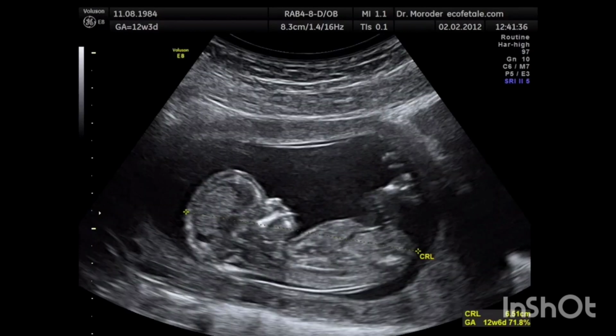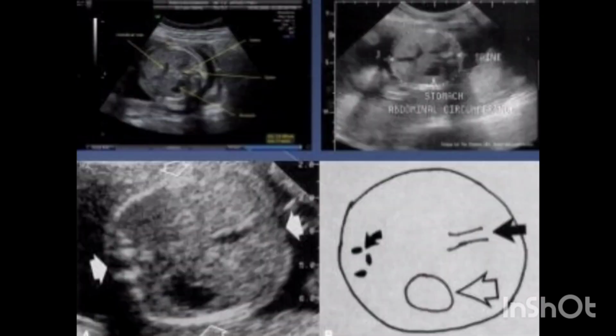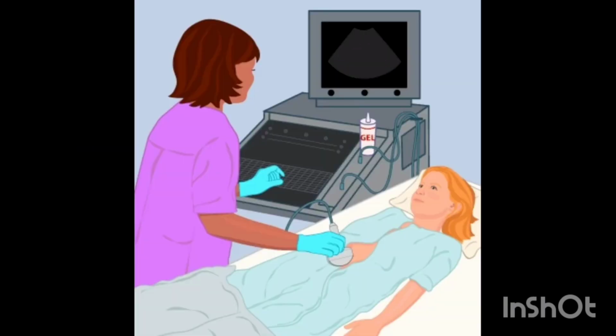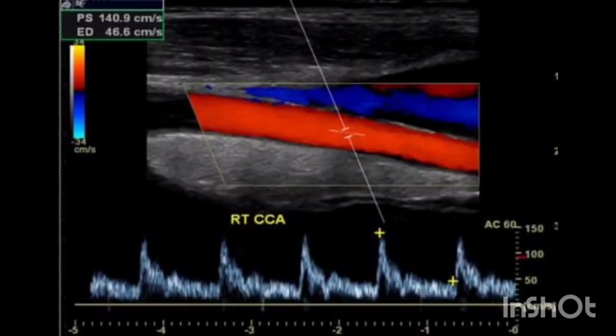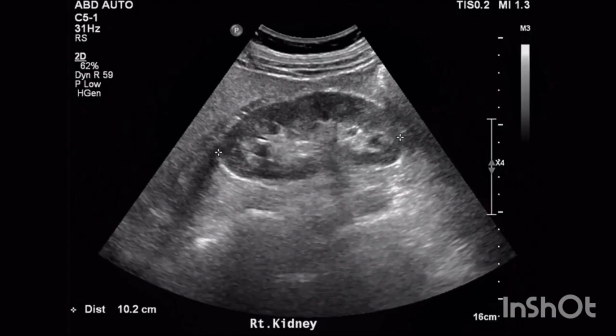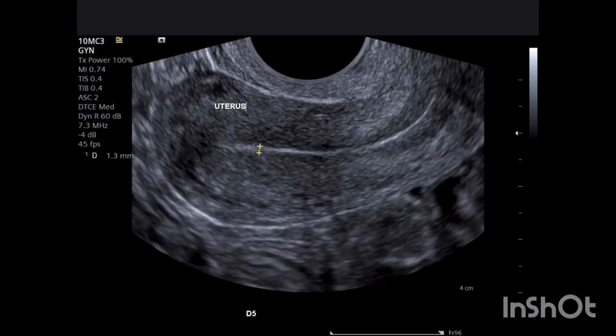Pregnancy ultrasound is used to look at an unborn baby. The test can provide information about a baby's growth, development, and overall health. Diagnostic ultrasound is used to view and provide information about other internal parts of the body. These include the heart, blood vessels, liver, bladder, kidneys, and female reproductive organs.